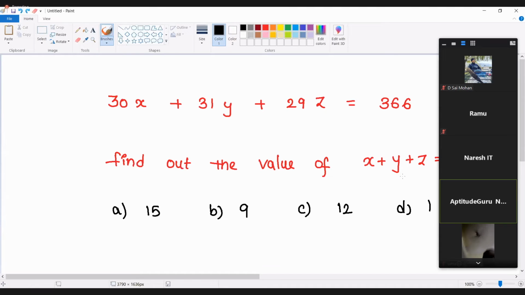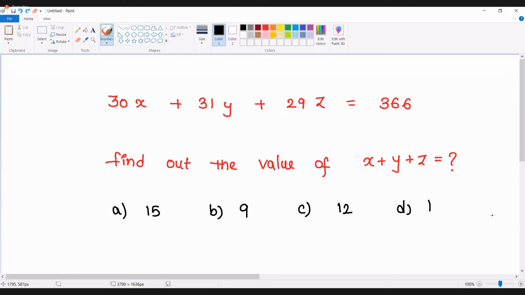Directly they are asking us to find out what is x plus y plus z value. So now you can just look at the question in a little different way and observe these numbers: 30, 31, 29 and 366. Have you seen these numbers anywhere?